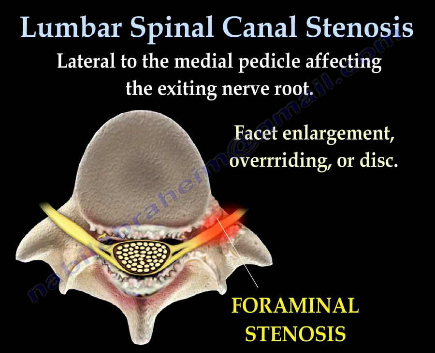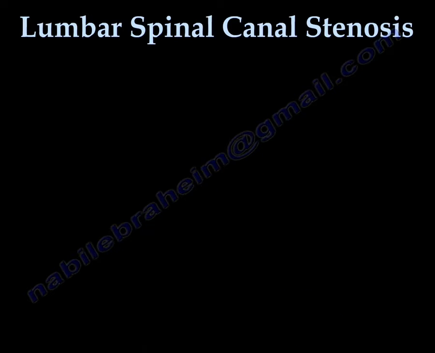The foraminal stenosis affects the exiting nerve root. For example, if it happened at L4, L5, so it's going to affect L4 nerve root. It occurs lateral to the medial pedicle, and you'll find that there's a lot of facet enlargement and overriding. We call it foraminal stenosis.